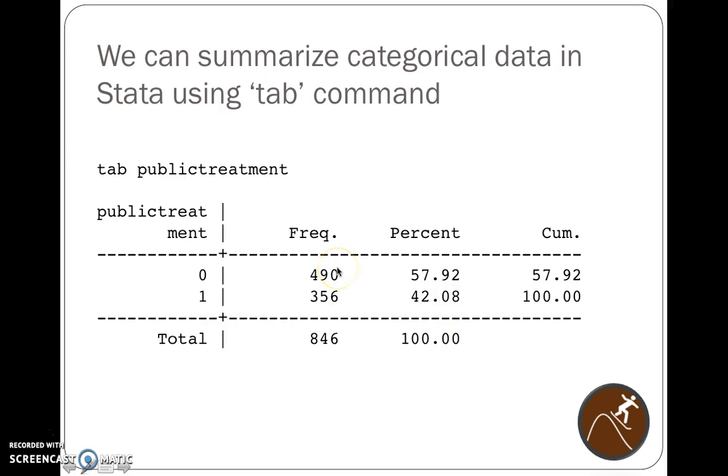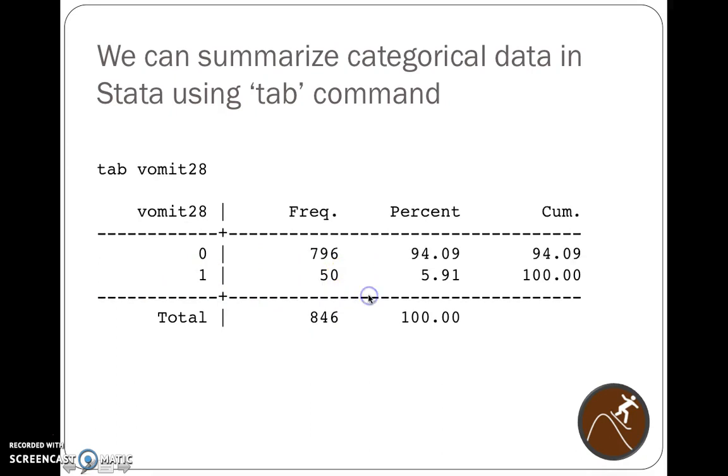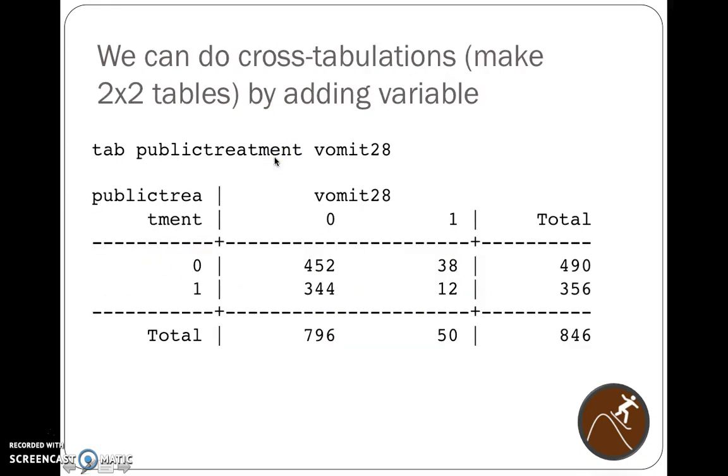We wanted to go to different communities that were really close by in the same tribes that had a lot of similar characteristics, but we knew where one area had access to a publicly treated system. So with regards to vomiting, you can just type in tab vomit 28. So people who vomited in the previous 28 days before our study, 94.1% had no vomiting, 5.91%, or 50 out of 846, had vomiting in the previous 28 days.